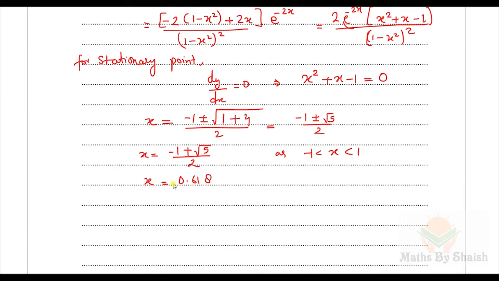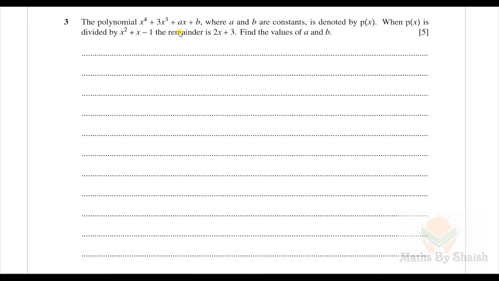Now, question number 3: the polynomial 4x to the power 4 plus 3x cube plus ax plus b, where a and b are constants, is denoted by p(x). When p(x) is divided by x square plus x minus 1, the remainder is 2x plus 3. Find the values of a and b.